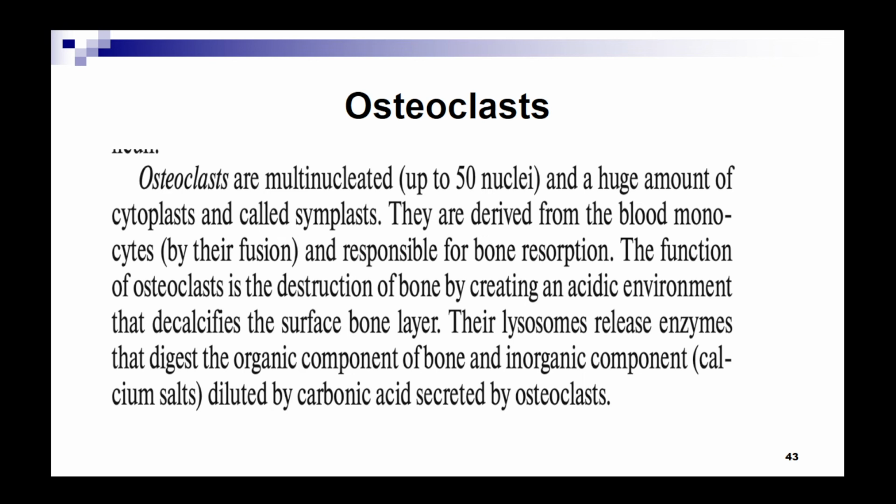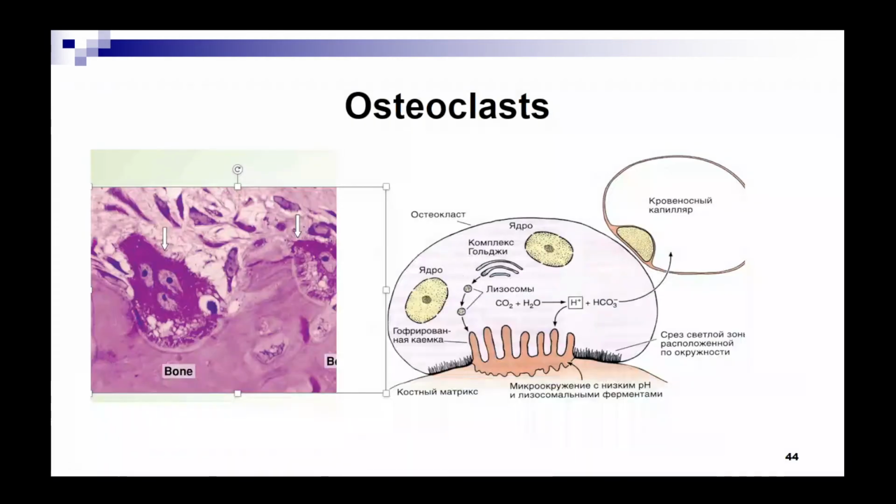The function of osteoclasts is the destruction of bone by creating an acidic environment that decalcifies the surface bone layer. Their lysosomes release enzymes that digest the organic component of bone, and the inorganic component, calcium salts, is dissolved by the carbonic acid secreted by osteoclasts.